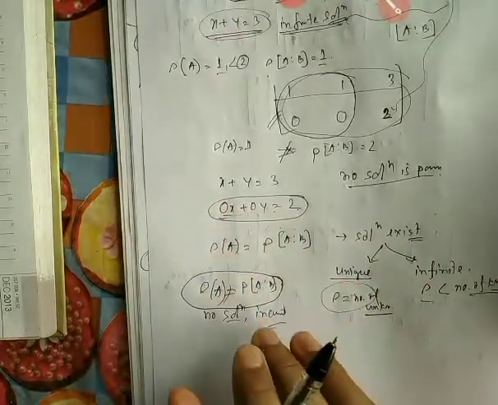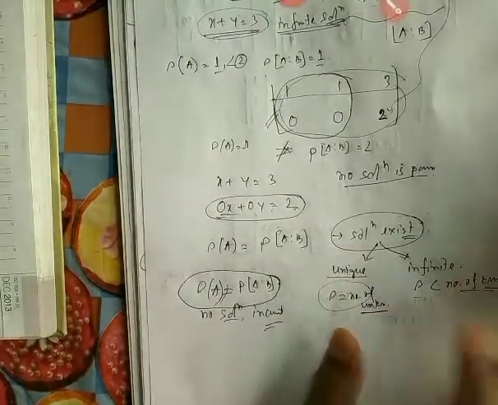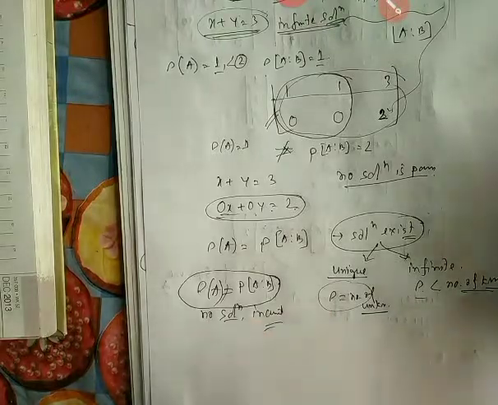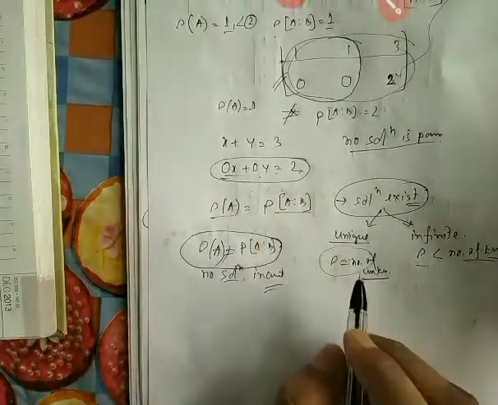So what is the question here? The necessary condition for existence of a solution, only existing, not unique, not infinite. They are not asking you specifically whether it should be infinite or unique. So for that, what I know is I need both the ranks to be equal.